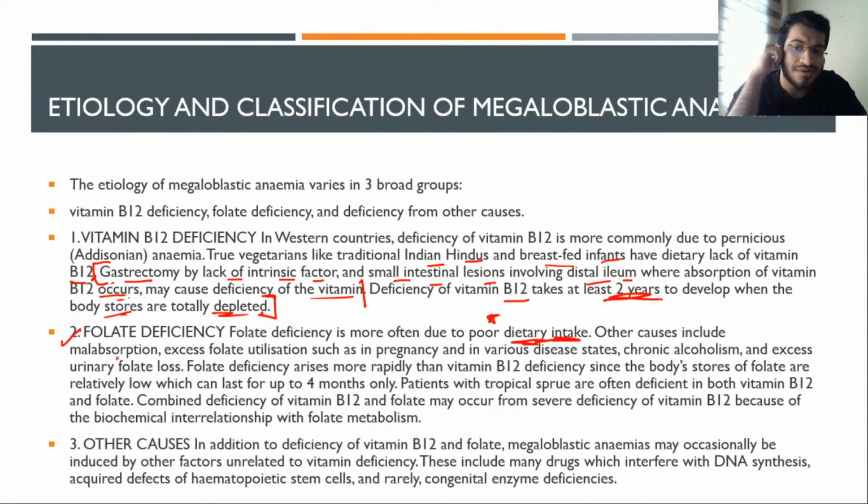Other causes include malabsorption, excess folate utilization such as in pregnancy and other disease states, chronic alcoholism, excess urinary folate loss. Folate deficiency arises more rapidly than vitamin B12 since the body stores of folate are relatively low, which can last up to 4 months. So vitamin B12 lasted 2 years, but folate only 4 months.